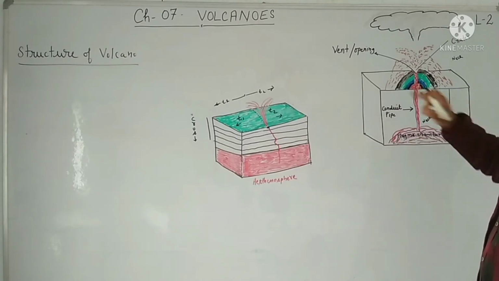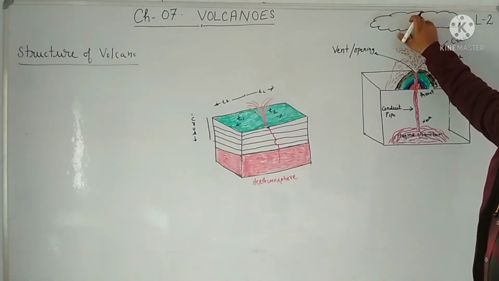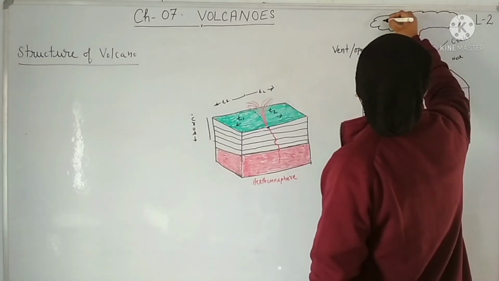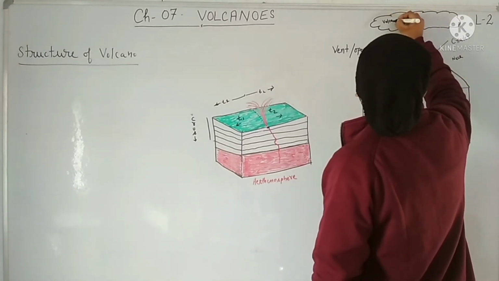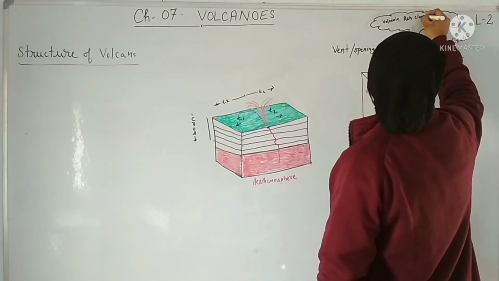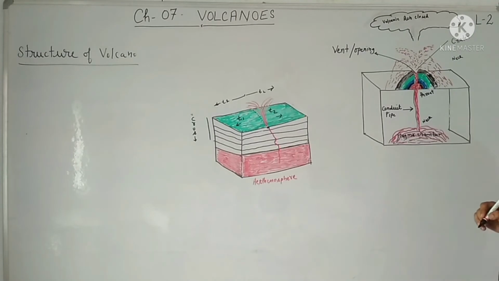And this is what? This is vent or opening. Clear? And other than that, this is the volcanic ash cloud, which is of mushroom shape. Volcanic ash cloud which is of mushroom shape. Okay.